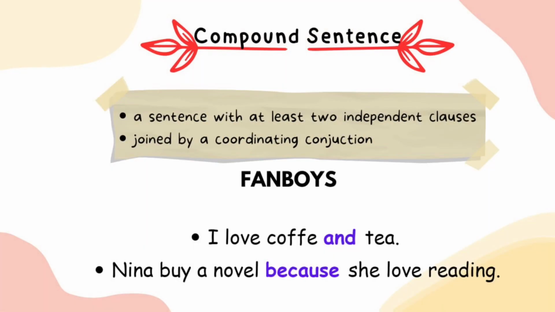Compound sentence: a sentence with at least two independent clauses that are joined by a coordinating conjunction. We use "and" to combine the two independent clauses. For example, I love coffee, I love tea. So we use "and" to combine two independent clauses: I love coffee and tea. Another example is Nina bought a novel because she loves reading.